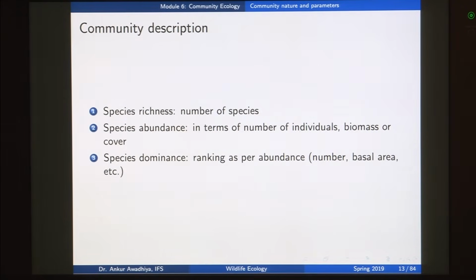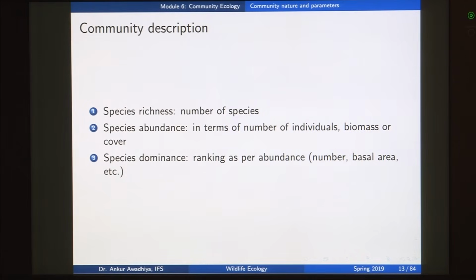Next, we move to the description of a community. So, now we have looked at the attributes of communities. When do we call something a community? What are the common features that you find in a community? We looked at community characteristics, which are the things that differ from one community to another. Now, how do you describe a community?